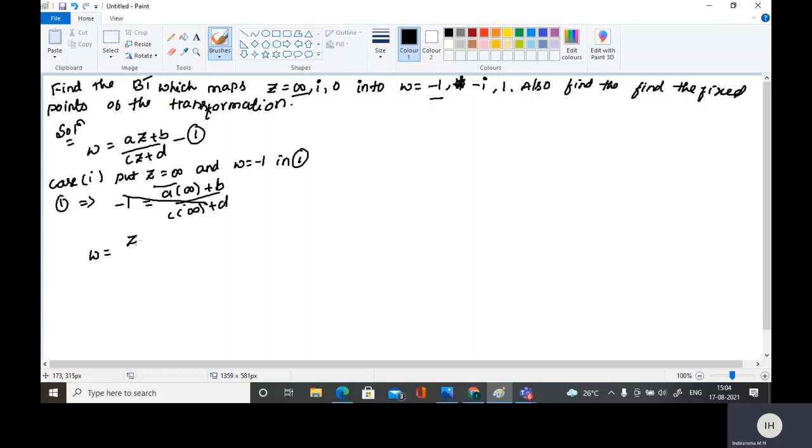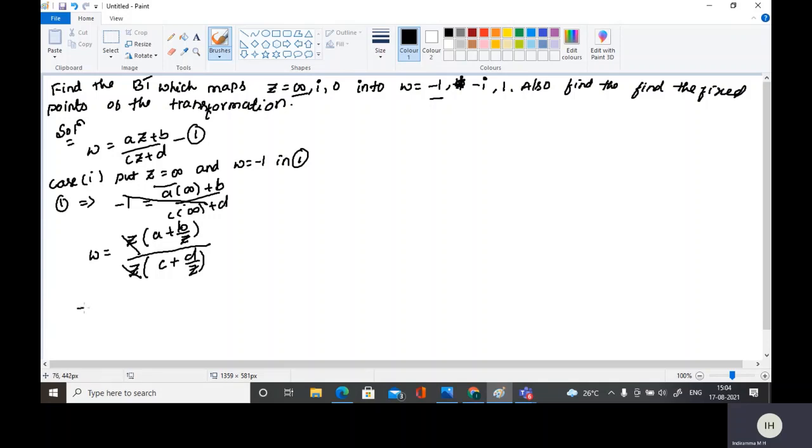For that, I will take z common in the numerator of the RHS. So it becomes z into (a plus b by z), divided by z into (c plus d by z), taking z common in the denominator also. z and z get cancelled. Now you put z is equal to infinity. b by infinity becomes 0, d by infinity becomes 0. The value will not be an indeterminate form.